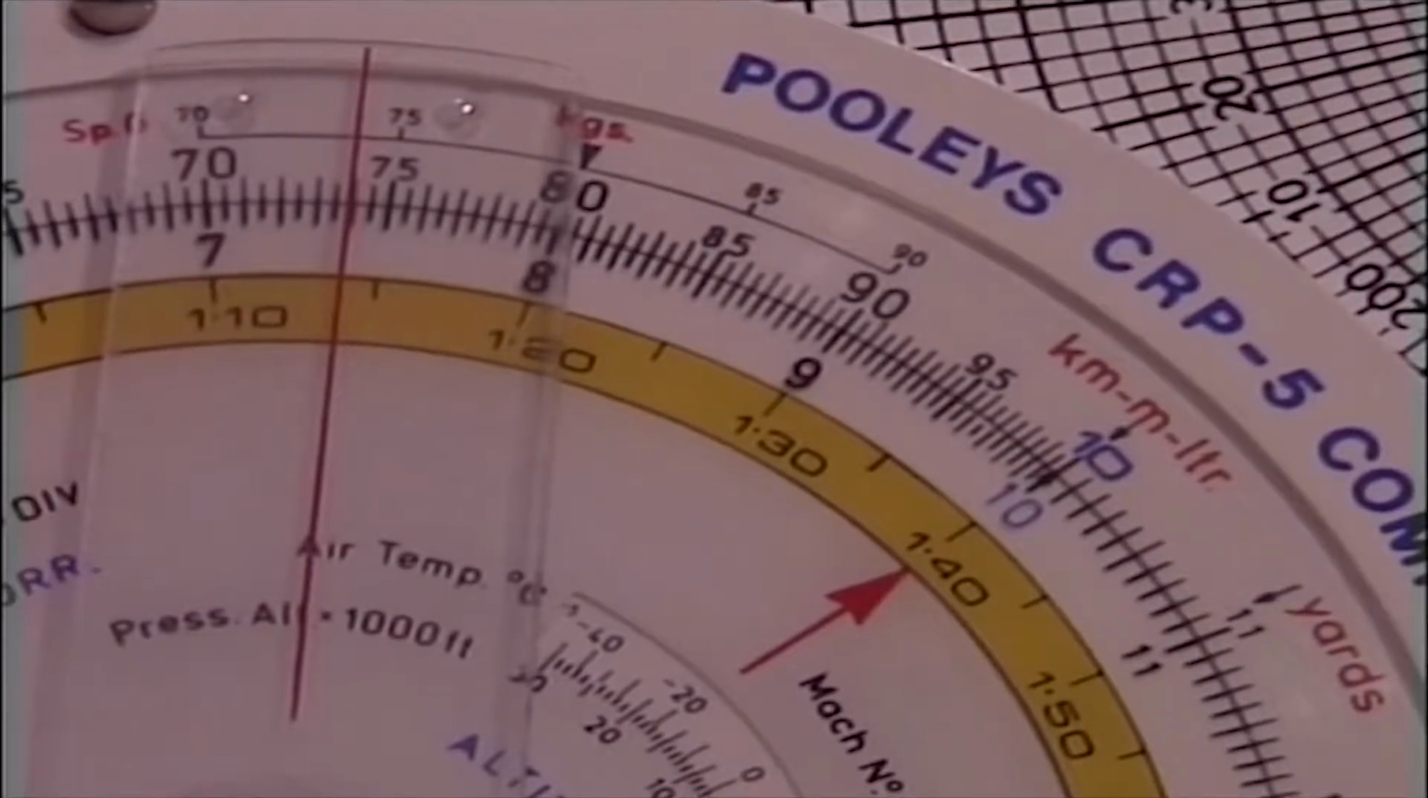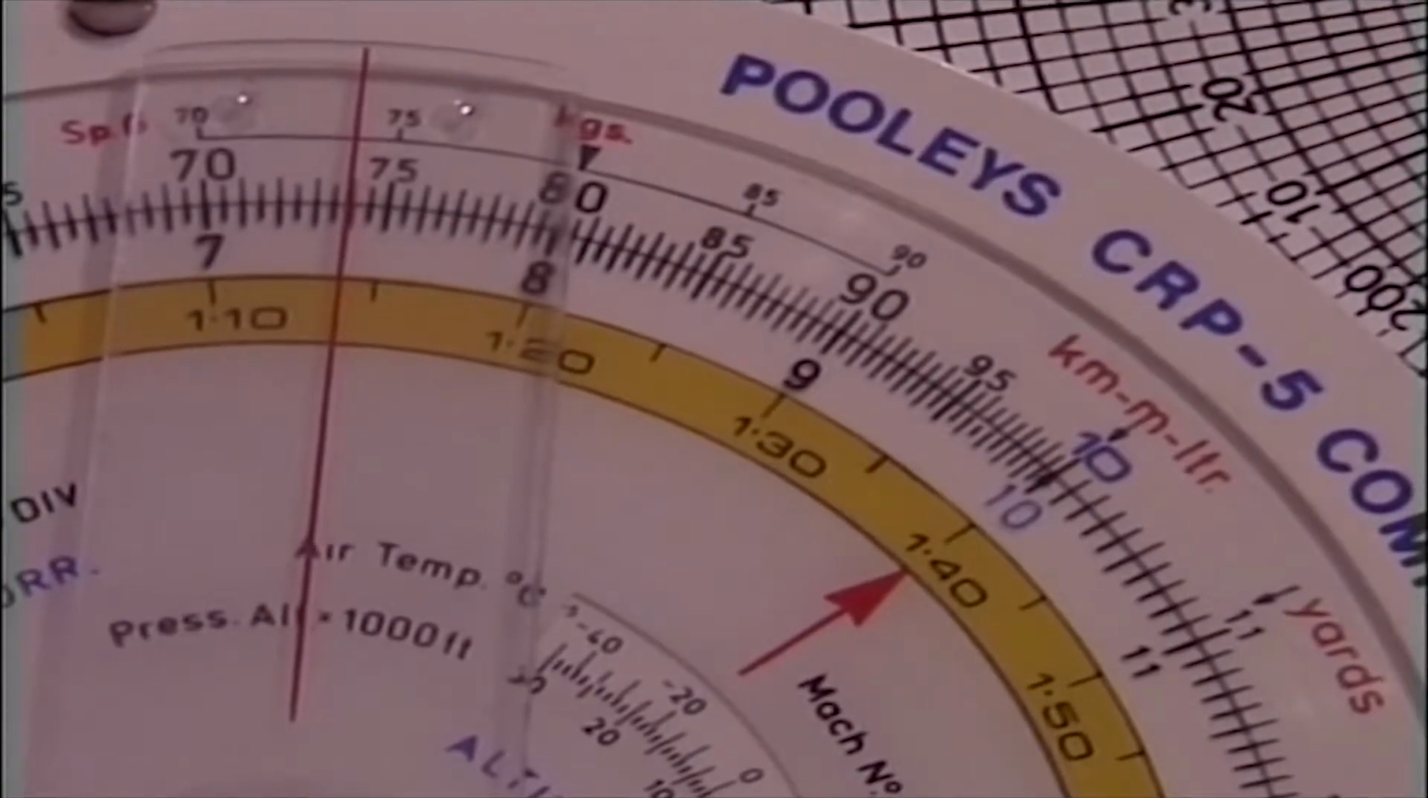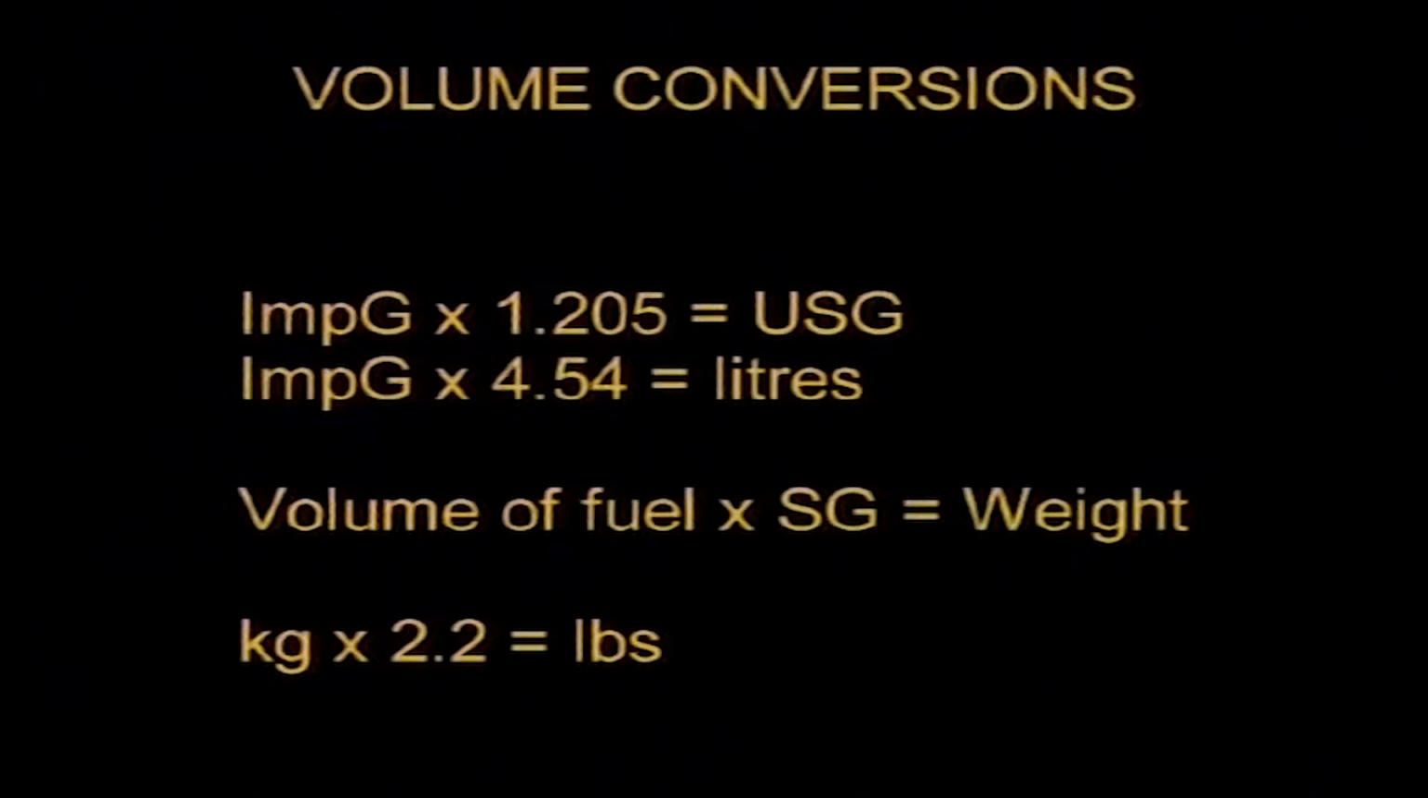0.74 specific gravity means the fuel is less dense, therefore weighs less. A reminder: imperial gallons multiplied by 1.205 equals USG. Imperial gallons multiplied by 4.54 equals litres. The volume of fuel multiplied by specific gravity equals weight, and kilogram multiplied by 2.2 equals pounds.